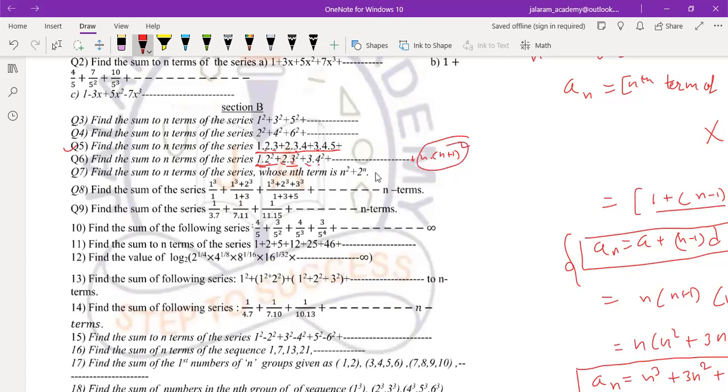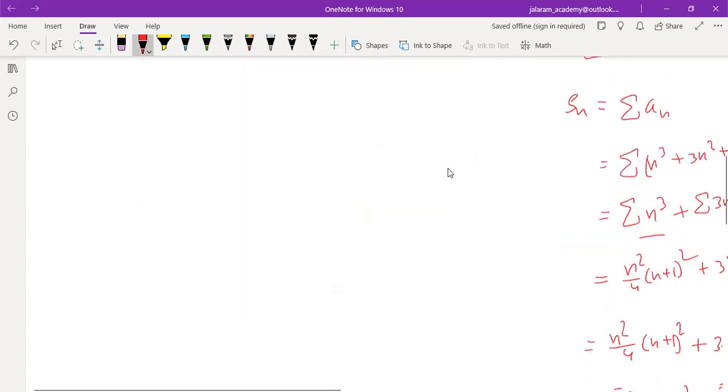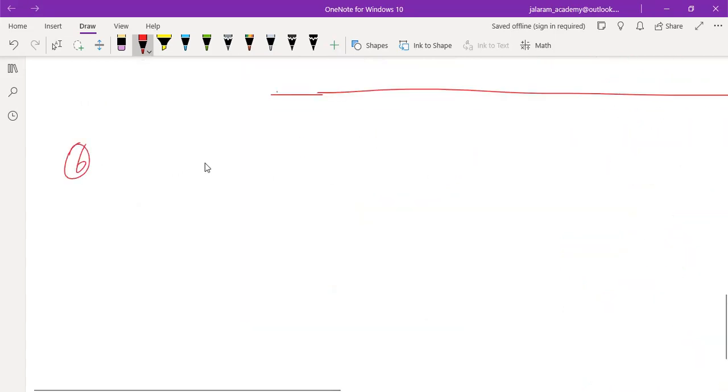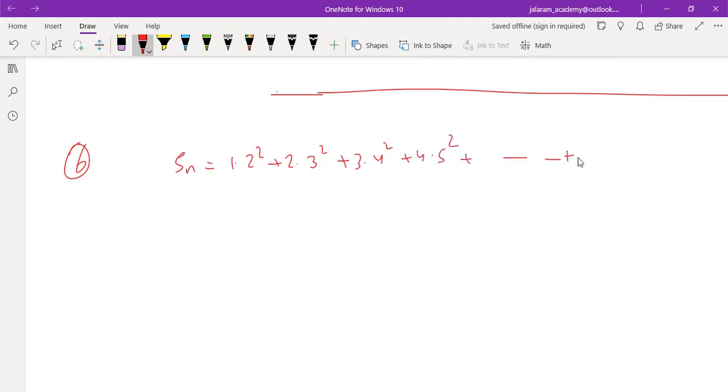To find the sum of n terms, what should we do? We find Sn. Sn equals sigma n, that is sigma n into n plus 1 whole square. Is that clear to you? For question number 6, let's discuss it. It is 1 into 2 square plus 2 into 3 square plus 3 into 4 square plus 4 into 5 square and so on up to. What will be the nth term? Think about it.